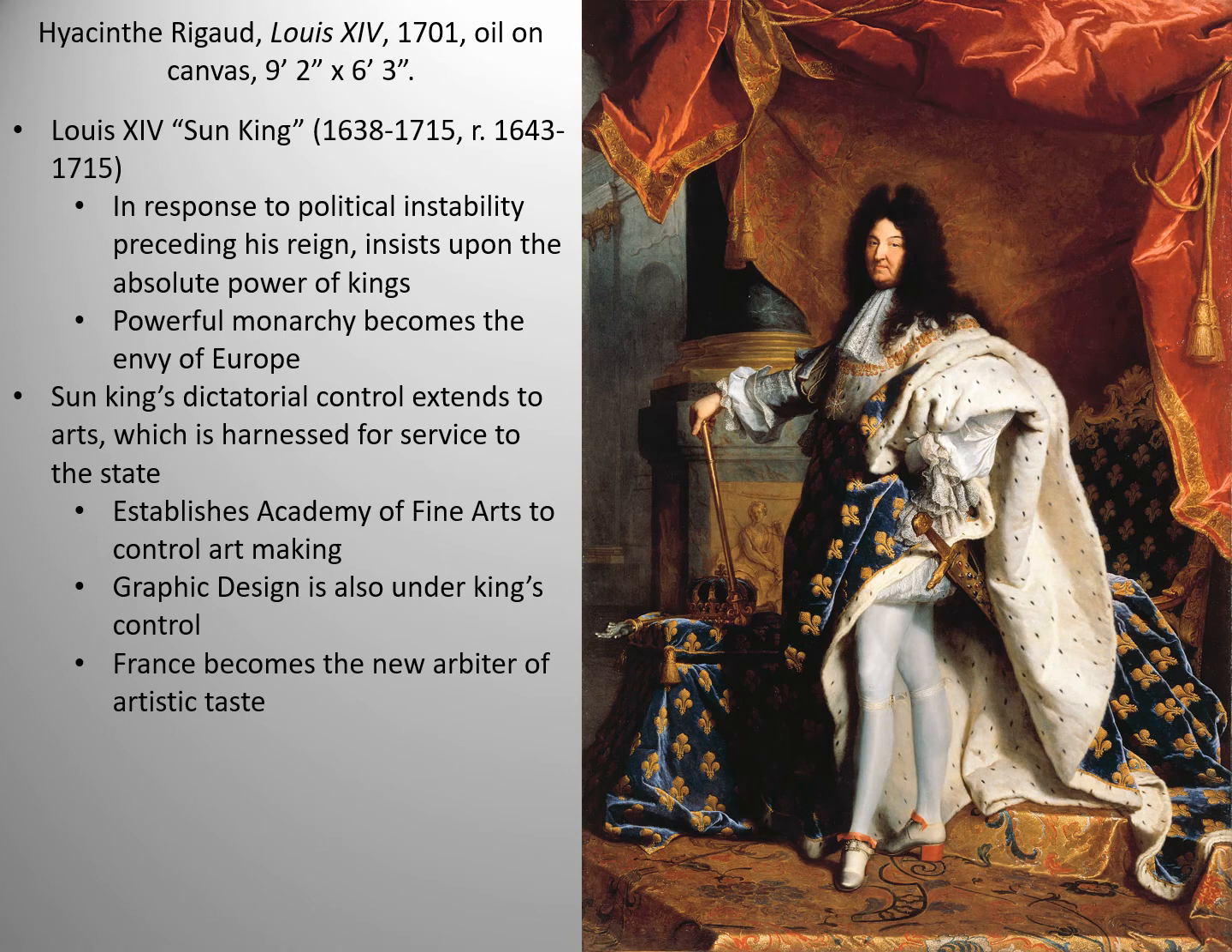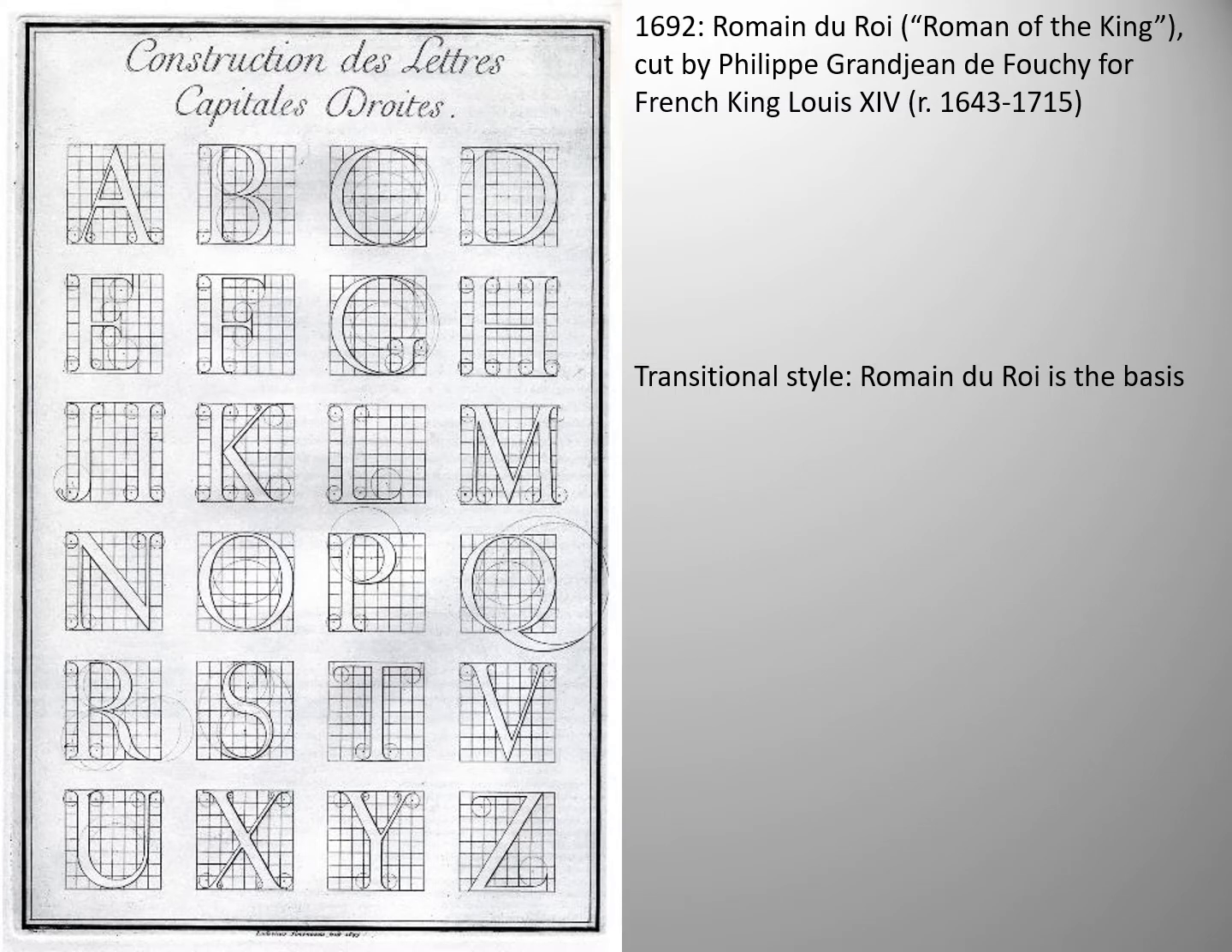Graphic design also becomes part of his control, as we'll be seeing, and really France now becomes the arbiter of taste. Everybody around Europe is looking to France to see what is good art supposed to be, what is good graphic design supposed to be. And this is a moment that's called the transitional style. And the typography that we're looking at here is called the Roman du Roi, which means Roman of the king.